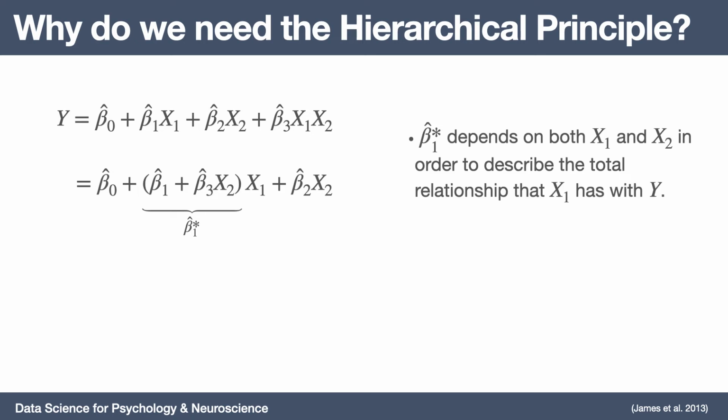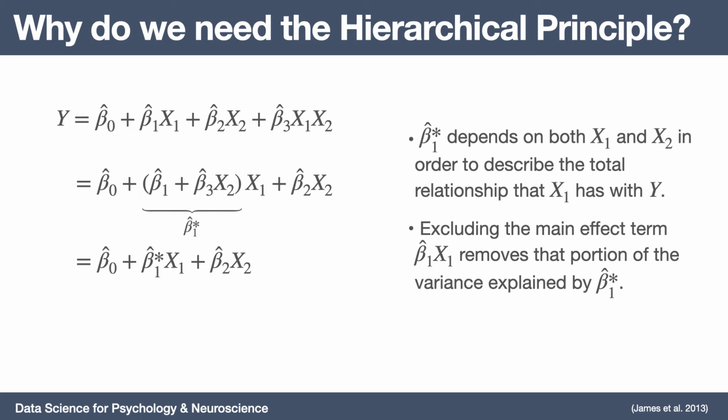So notice that this beta hat star depends on both x1 and x2 in order to describe the total relationship that x1 has with y. Essentially, it boils down to constraining the interaction term and compressing the interaction term in this way. If I then excluded that main effect term from my model, then the fit removes that portion of the variance explained by this new beta term.